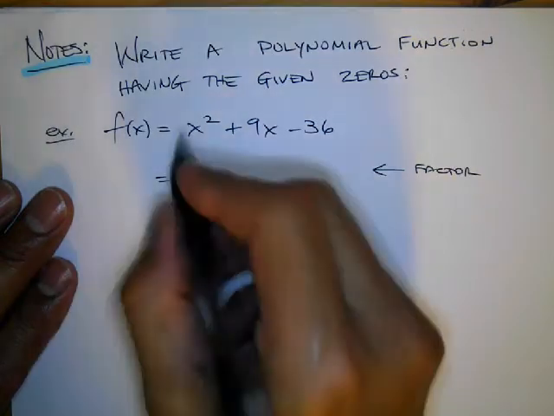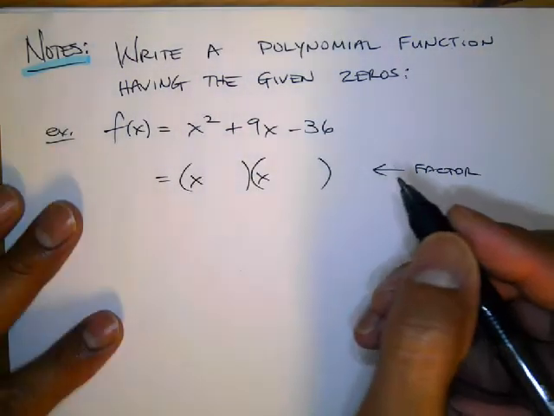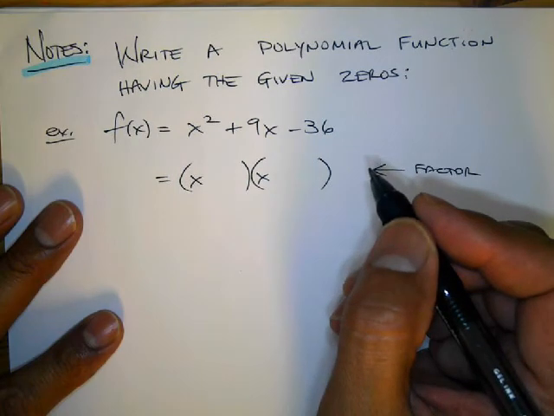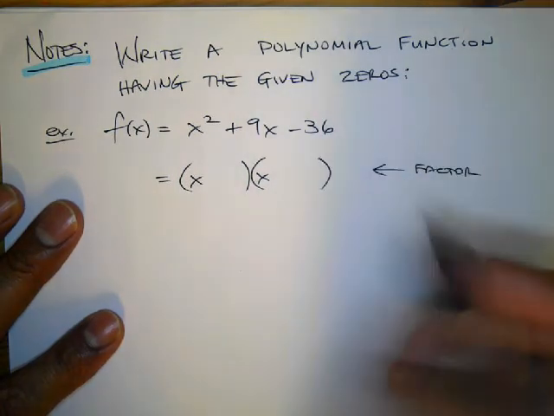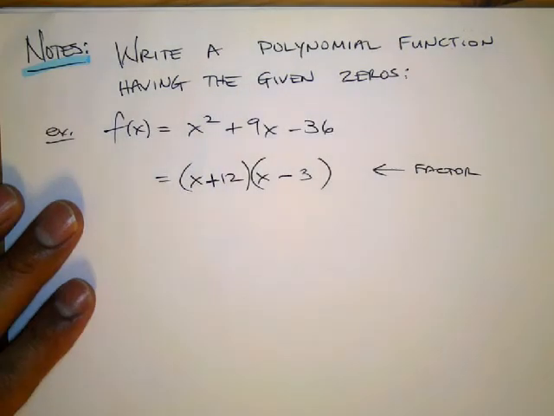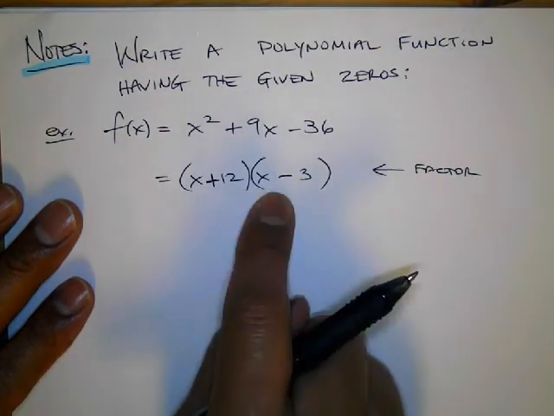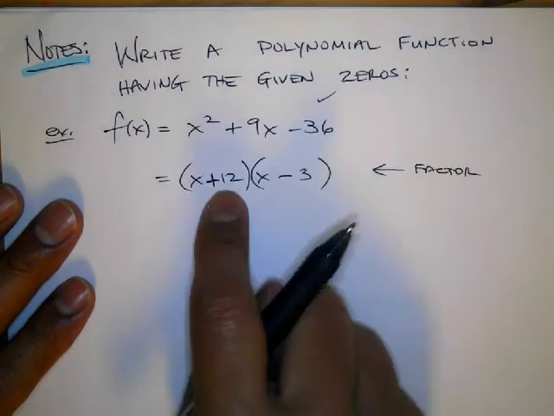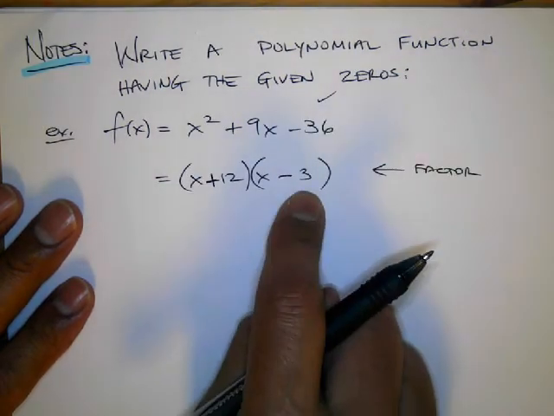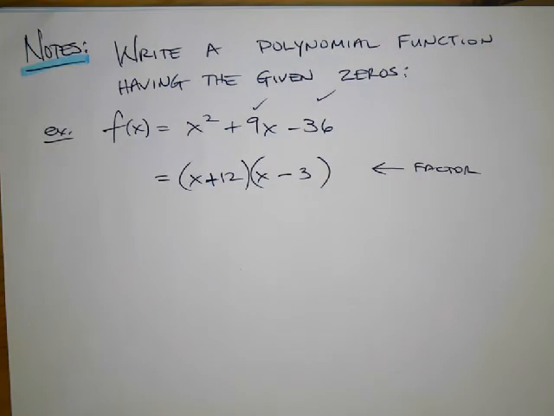And this one factors out to, I just did this in my head, x plus 12 and x minus 3, right? 12 times negative 3 is negative 36. And when you add positive 12 and take away 3, you get a positive 9. Right, so you factor it.